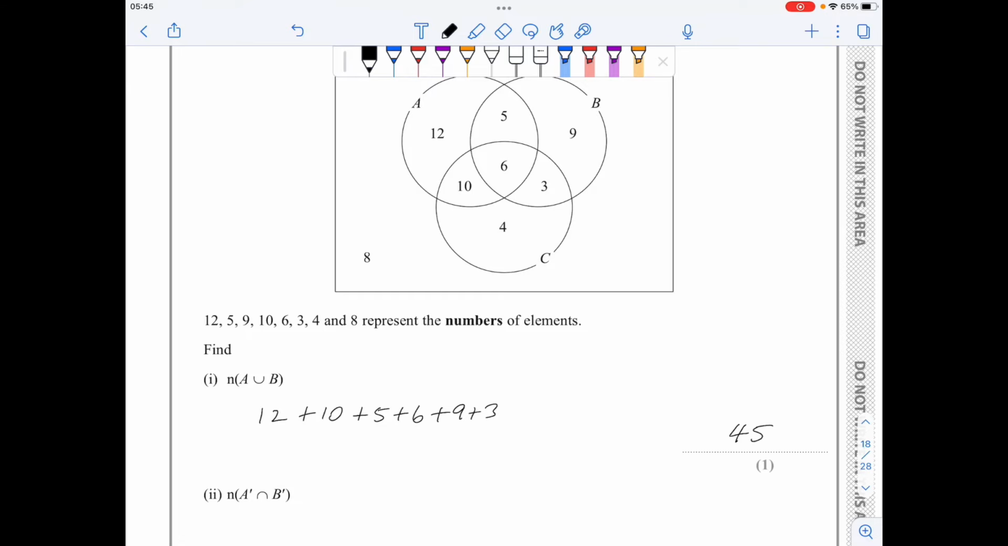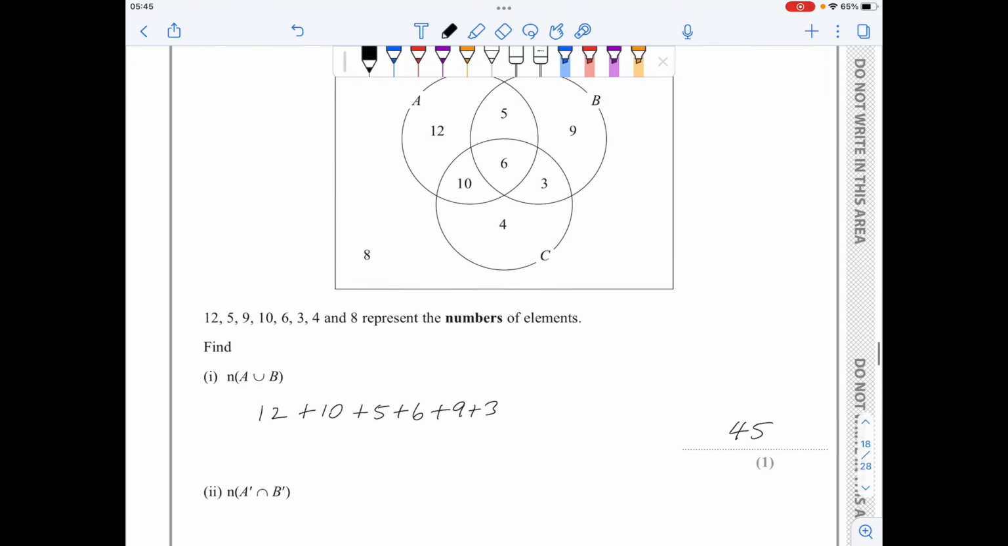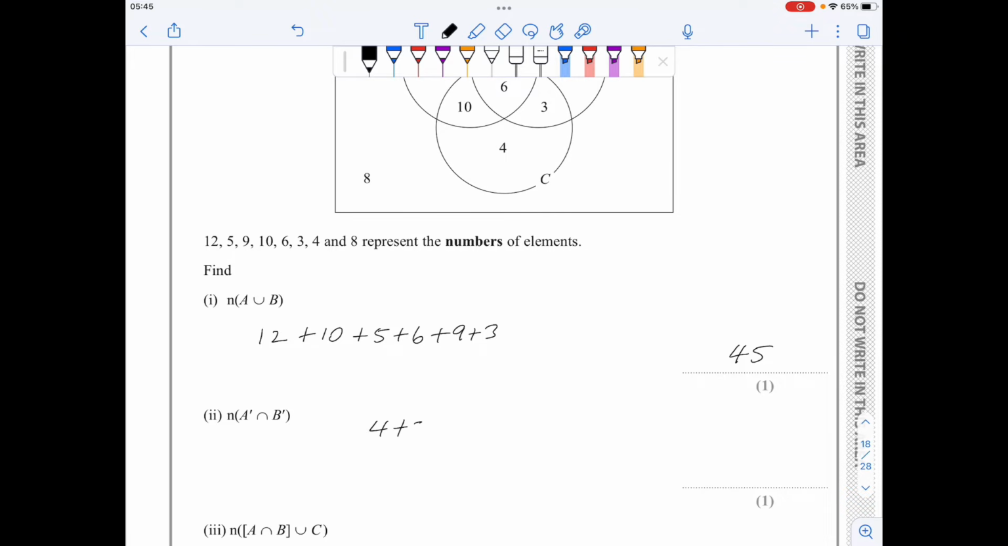Then in the second one, I need the number of elements in A dash intersection B dash. Now A dash intersection B dash means outside B and outside A, so I need these two regions. So the answer would be 4 plus 8, which comes out to be 12. Now you can think of this as N of A union B dash. That's using De Morgan's law.